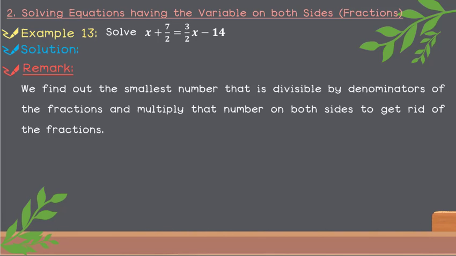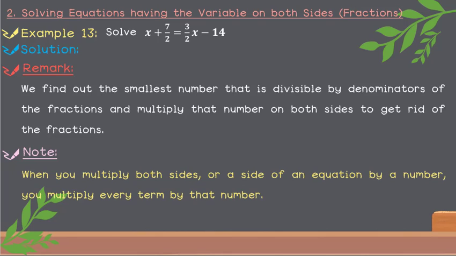Also, we have a note: when you multiply both sides, or a side, of an equation by a number, you multiply every term by that number.